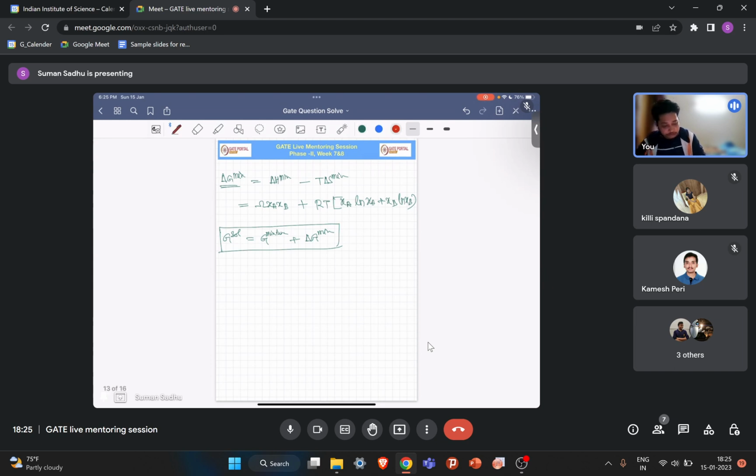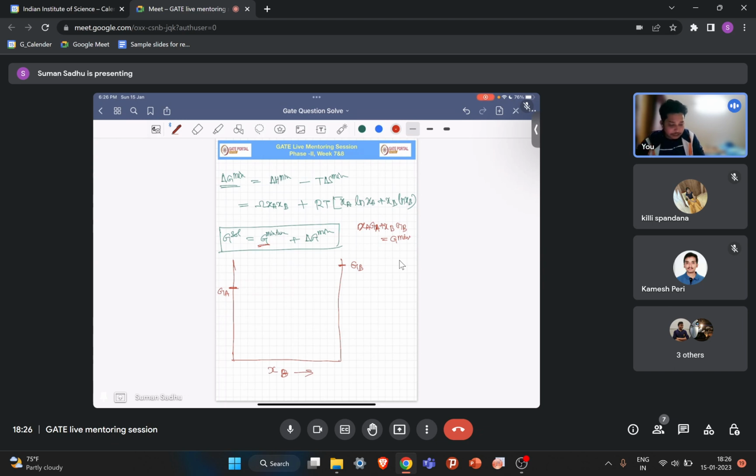Okay. Now let us draw the free energy versus composition diagram. So let's say this is GA and this is GB. So GA is the molar free energy of pure A and GB is the molar free energy of pure B. Okay. So now what will be the G of mixture then? G of mixture is equal to XA GA plus XB GB, right? And this is XB.